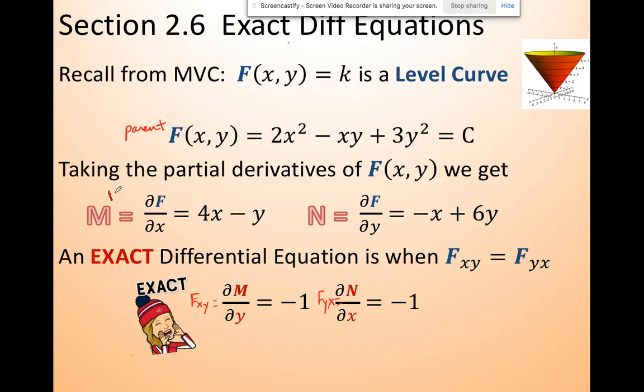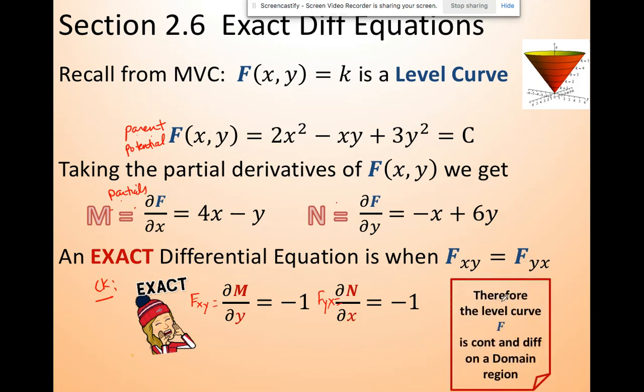I took the partials, and then I checked to see if it was exact. We're going to go backwards. I'm going to give you the differential equation. You're going to check to see if it's exact. If it's exact, you have to undo the derivatives, which means you're going to integrate to get back to the parent or the potential. Okay, so that's our goal. That's what we're going to do. So let's go.